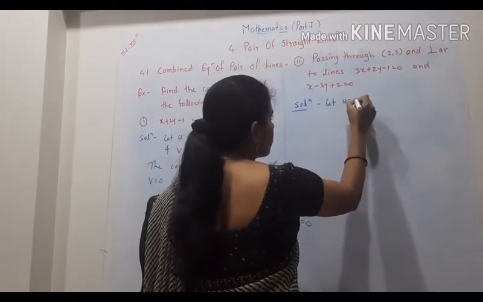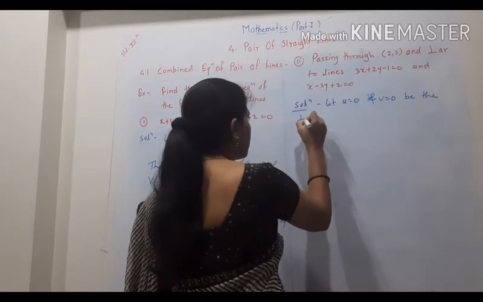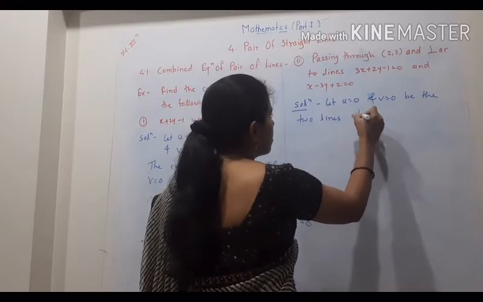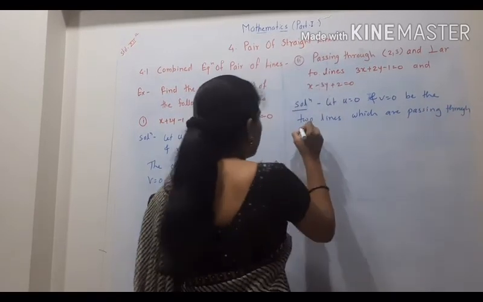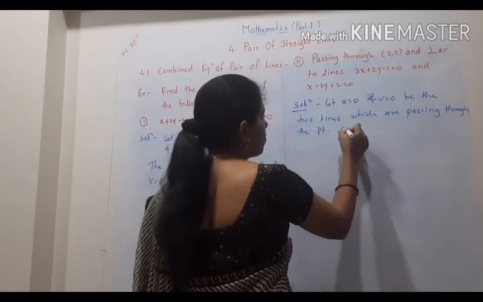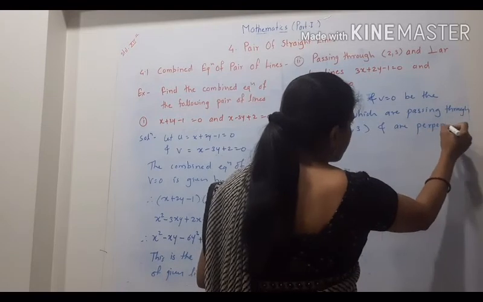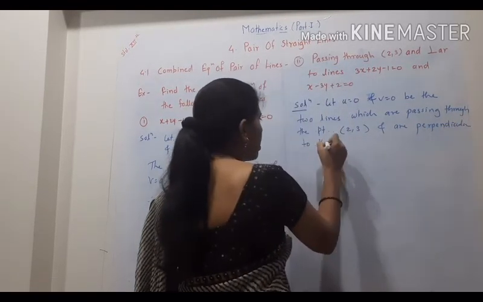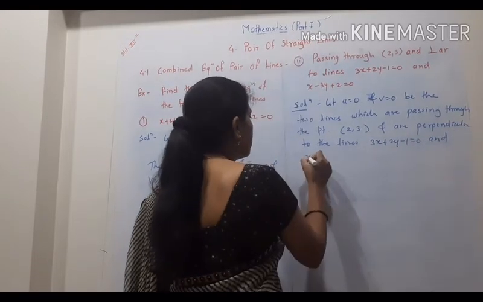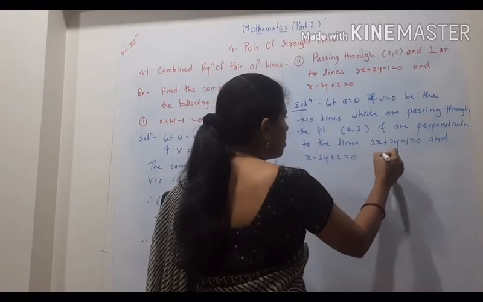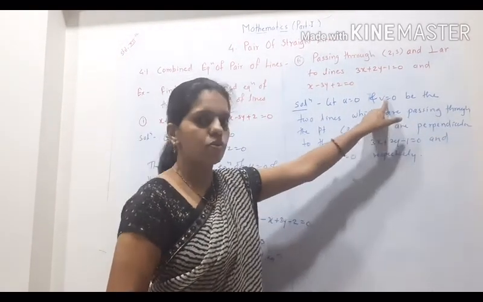Let u is equal to 0 and v is equal to 0 be the two lines which are passing through the point 2, 3 and are perpendicular to the lines 3x plus 2y minus 1 is equal to 0 and x minus 3y plus 2 is equal to 0 respectively. Means the line u is equal to 0 is perpendicular to this line and v is equal to 0 is perpendicular to this.